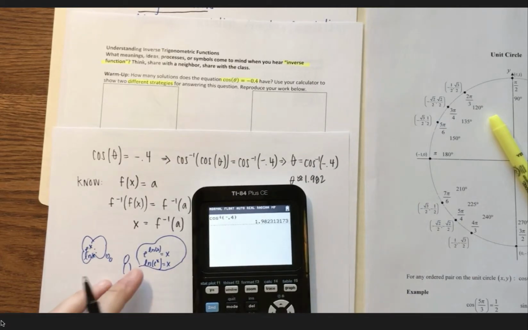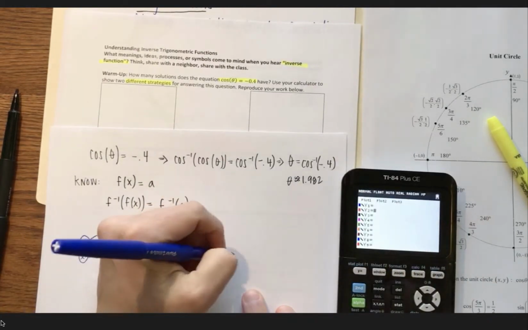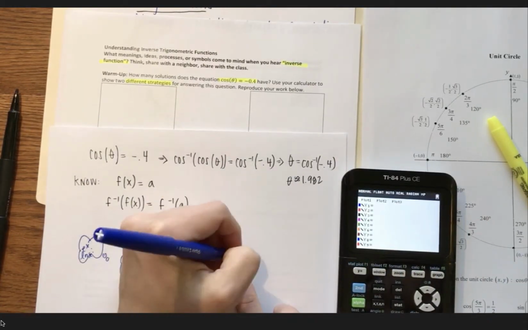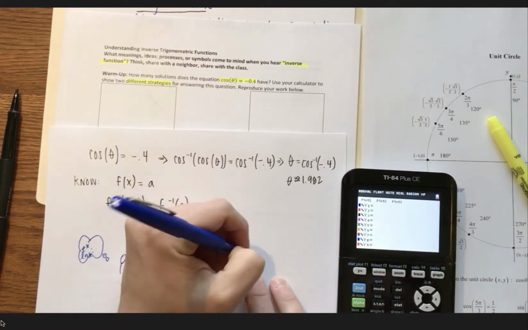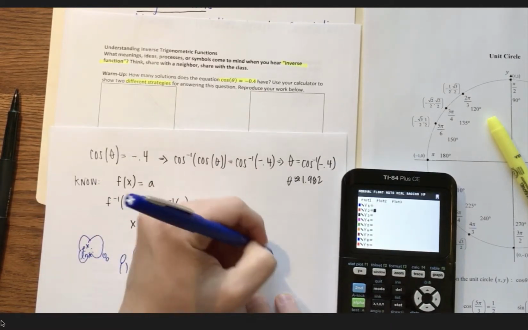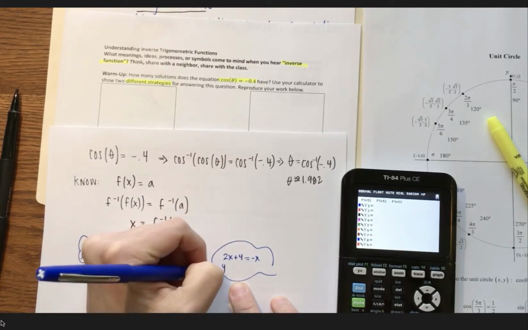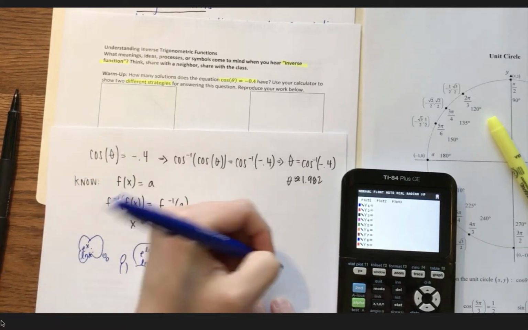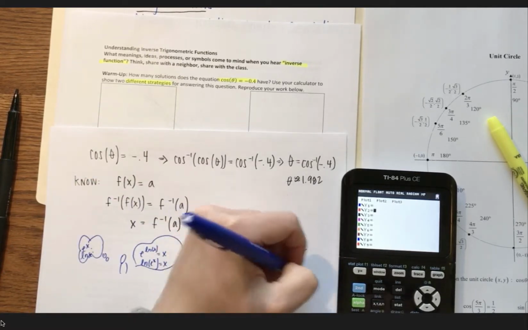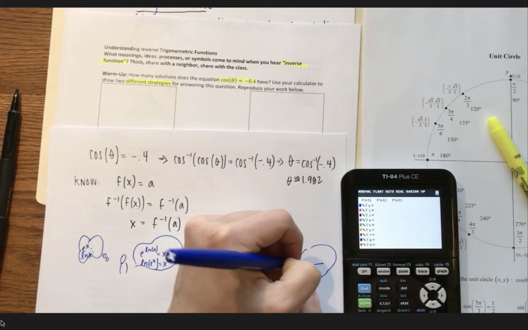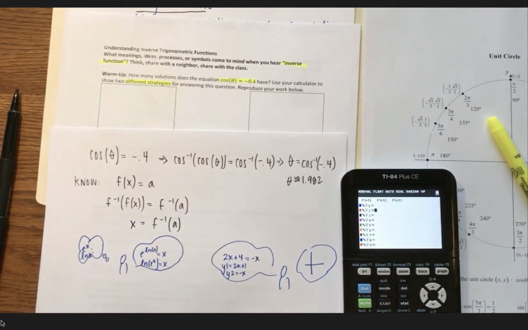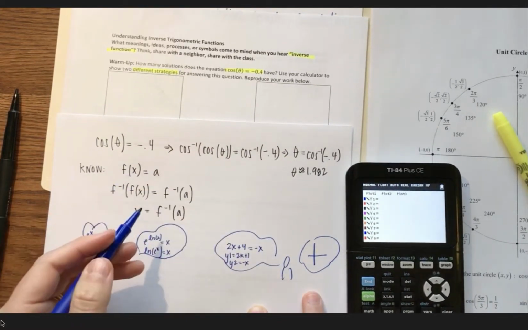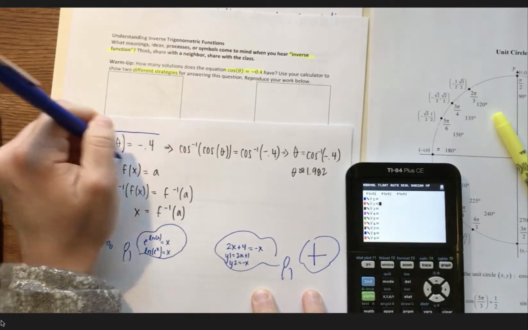I saw someone else make a solution like this. We've done this solving approach before, when we have two functions equal to each other, like 2x plus 4 equals negative x, for example. I can take y1 equal to 2x plus 4 and y2 equal to negative x, and I can graph them to find all the values that make that equation true, which is essentially what I'm asking here in my original statement.